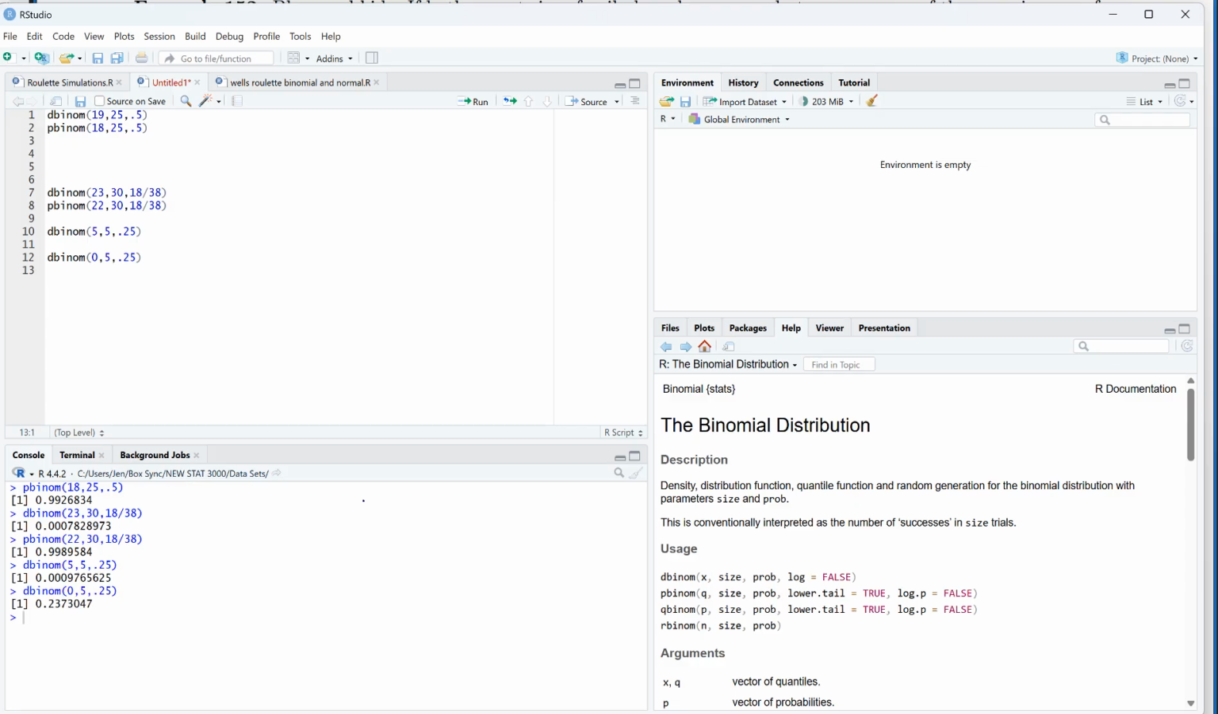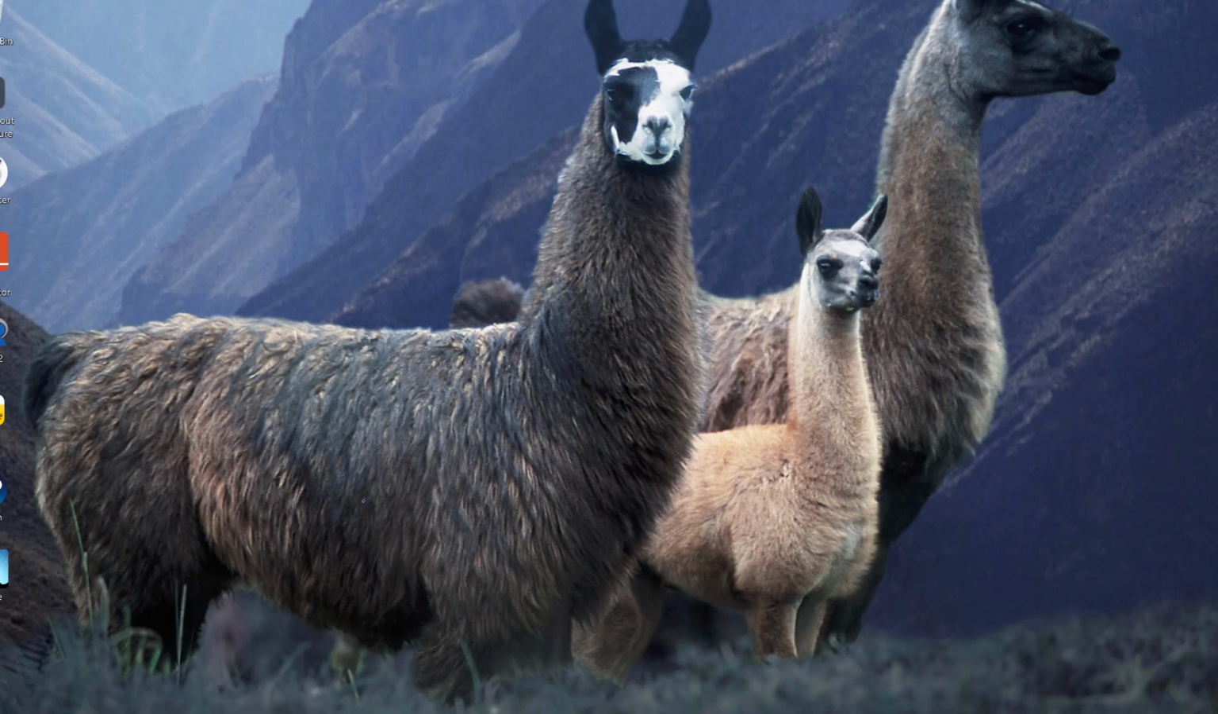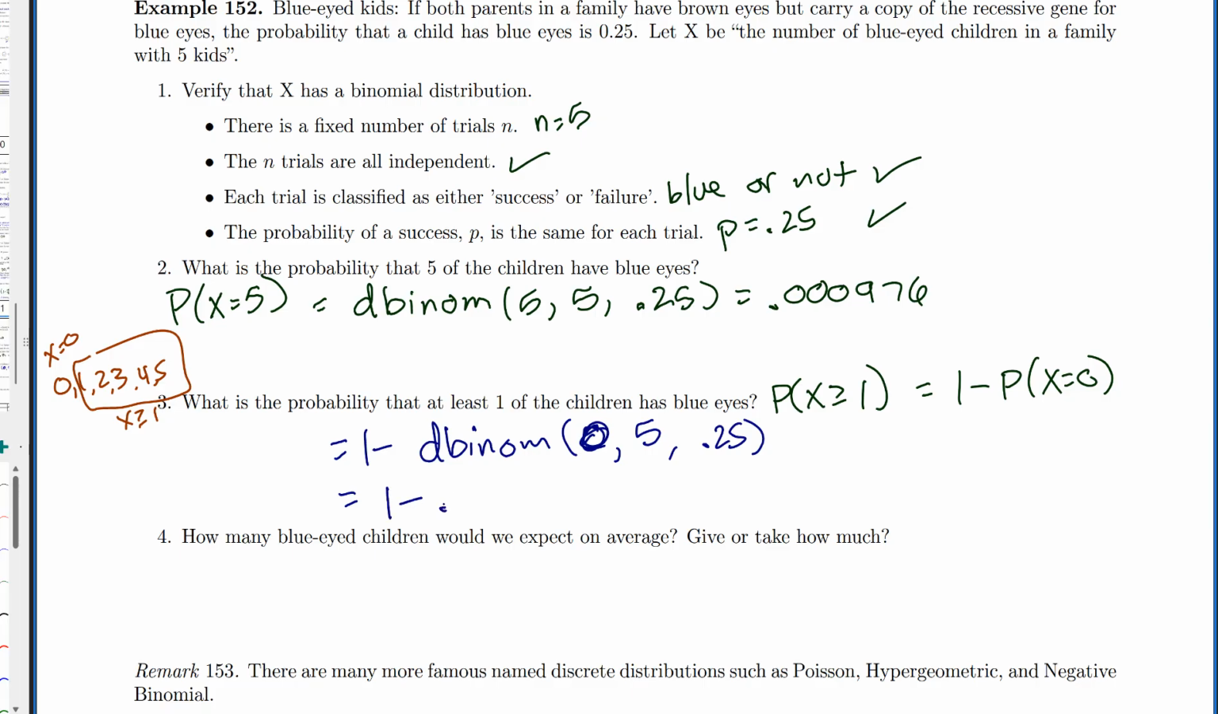So 0.2373. Now I just want to show you what happened if I did pbinom, so the probability that X is less than or equal to 0. Well, there are no other options that are less than 0, so you're just going to get the exact same thing. Okay. So 0.2373. 1 minus 0.2373 gives me 0.7627. So a pretty high chance at least one will have blue eyes.